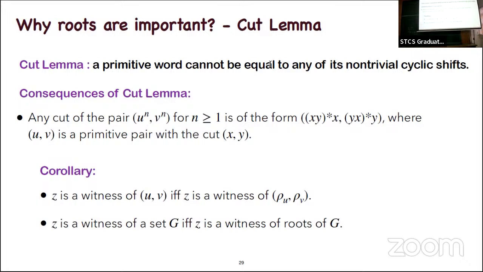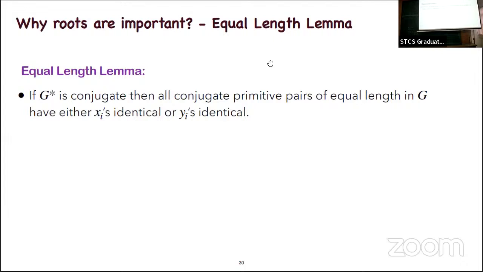Now there is another lemma which we use for our case analysis, which is that if G star is conjugate, then all primitive pairs of equal length in G are either xi identical or yi identical. I'm not going to prove this, but yes, this is the case like AC, the case like AB, BA, and AC, CA. Yes, they are primitive pairs.